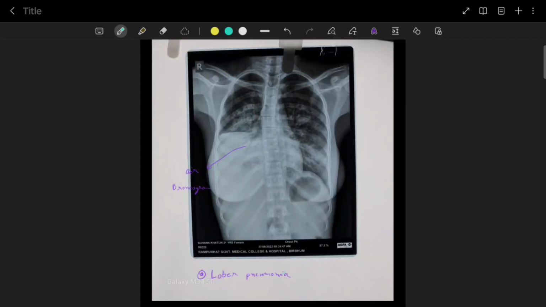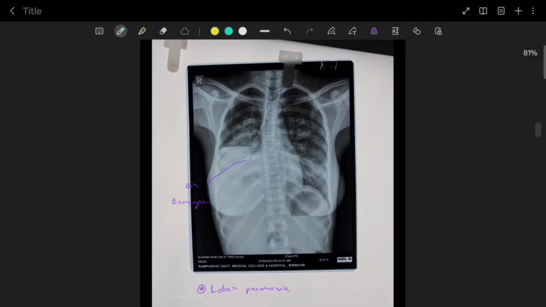Now see in this X-ray, here that is right side, it is left side. Okay, it is the fundal gas. Okay, and what is this? It is not any consolidation, it is the breast shadow. Okay, it is not any abnormal finding.